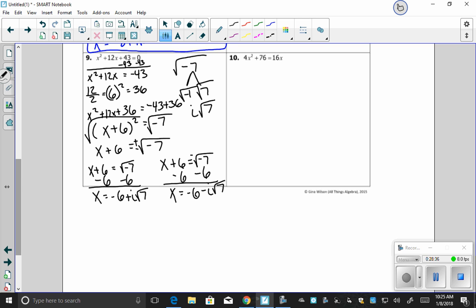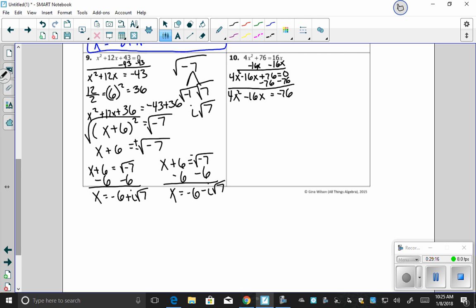So what should be done is the first step is to subtract the 16x over here, so that I get 4x squared minus 16x plus 76 equals 0. Now move the 76 to the other side. Subtract 76. So that I get 4x squared minus 16x equals negative 76. Now it's set up the way it needs to.